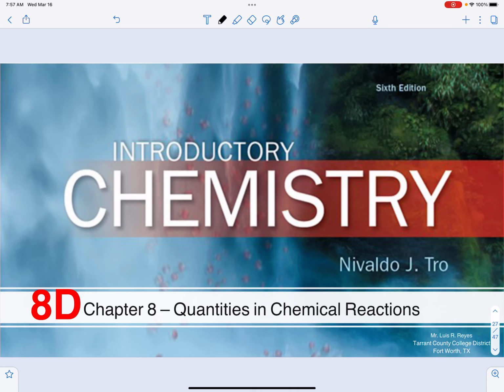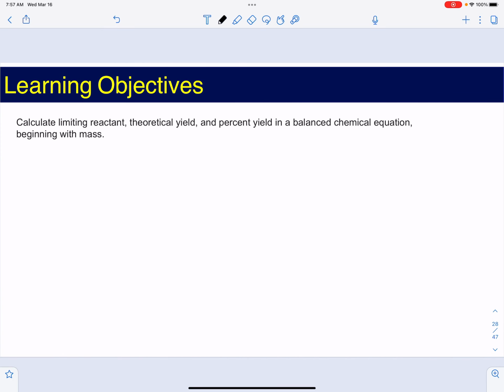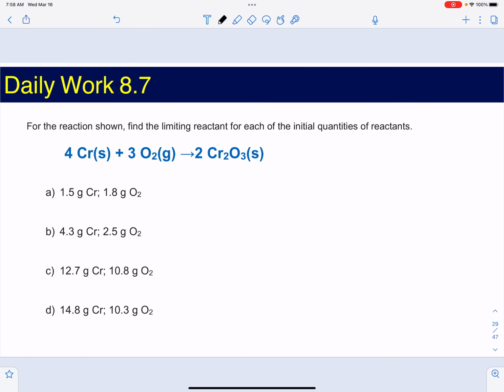Welcome back. As promised in the previous section, we will continue now with limiting reactant, theoretical yield, and percent yield, but we're going to do it with the mass now instead of the moles. Before we do anything further here, go ahead and do that daily work. You should be able to do this daily work with what you already know. So you should be able to find the limiting reactant given the mass.